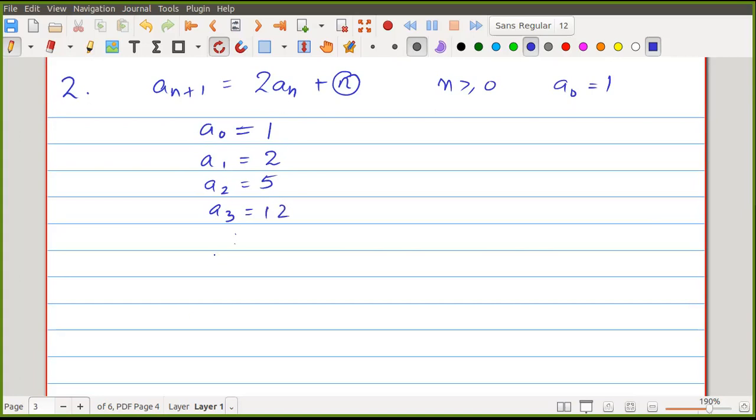Is it easy to see what this is? Can you tell me what it is? Any guesses? Anyone?